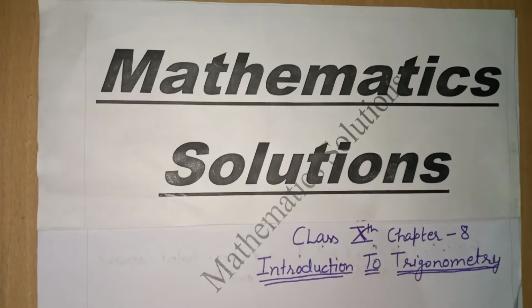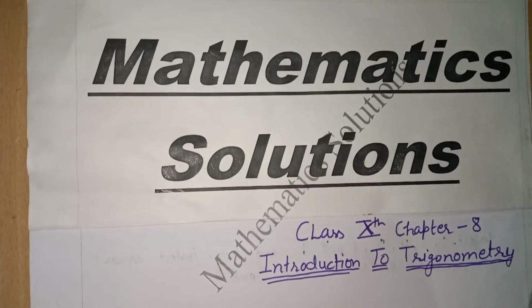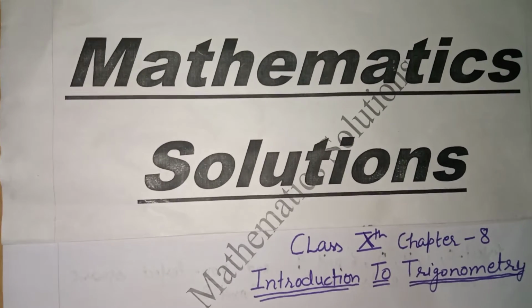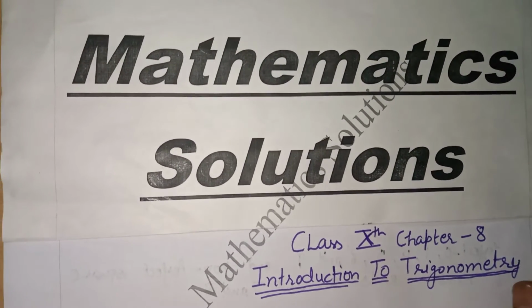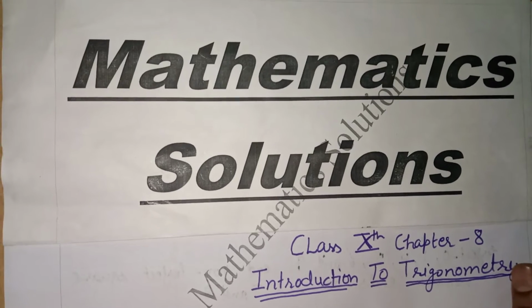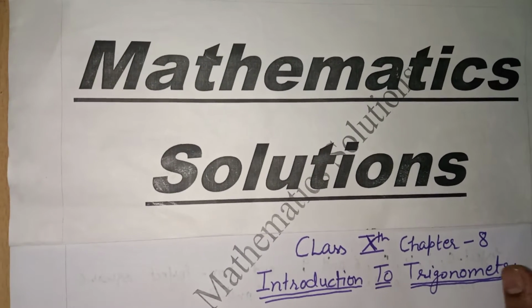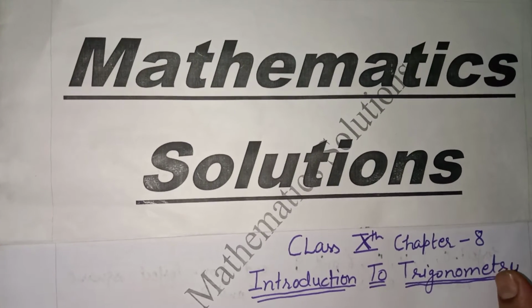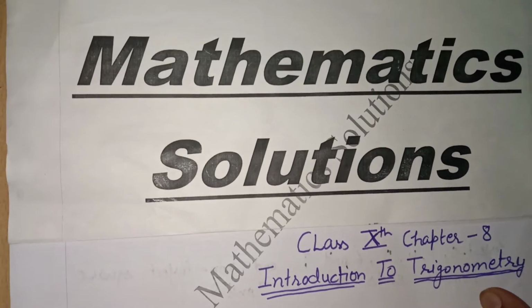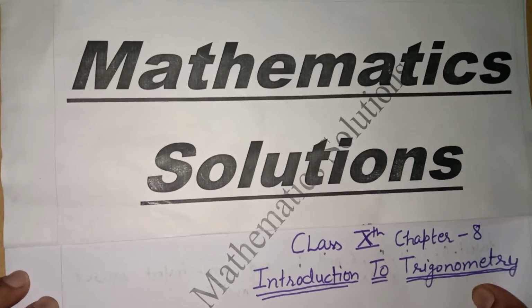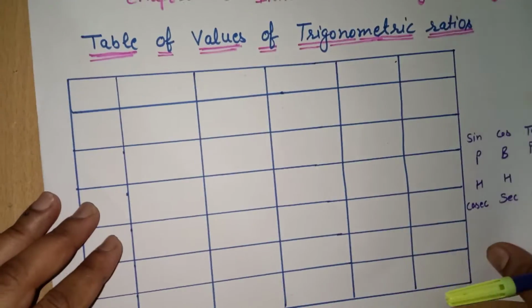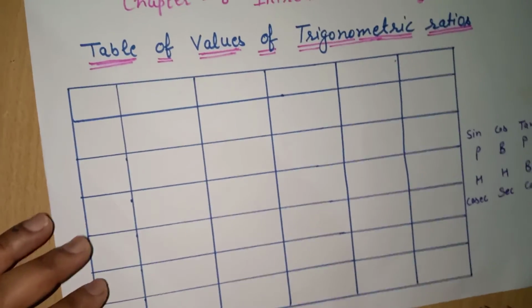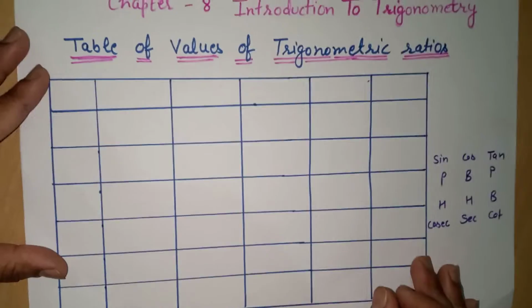In my previous video I solved exercise 8.1 up to question number 9. So before doing questions 10 and 11, I am going to tell you how you can easily learn the table of values of trigonometric ratios for different angles in a very easy way. So let's start. I decided to tell you the table because in question number 11 we need this table, so we will do the table first.